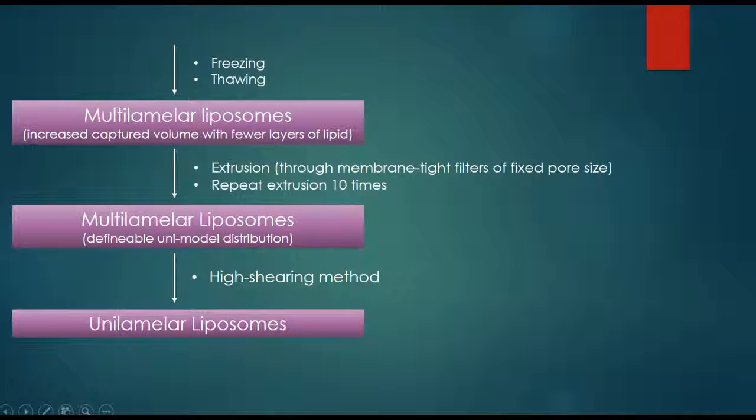After that, the liposomes will undergo extrusion through membrane filters of fixed pore size. The extrusion process is repeated 10 times to achieve narrow size distribution. Lastly, the multilamellar liposomes will undergo a high shearing method to produce unilamellar liposomes.